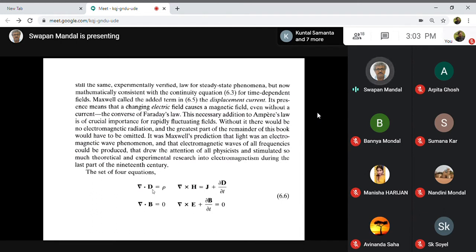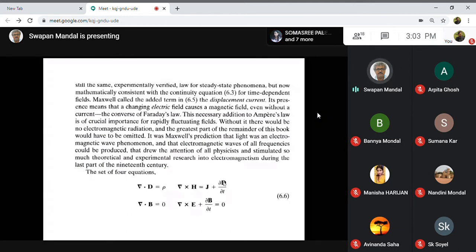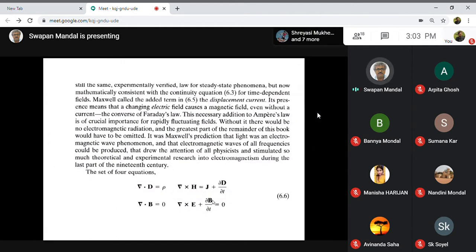So we have two fundamental things: one is H, and another is E. If I am able to find E, in that case we can find D. If I am able to find H, in that case we can find B. So I have to calculate E and H.